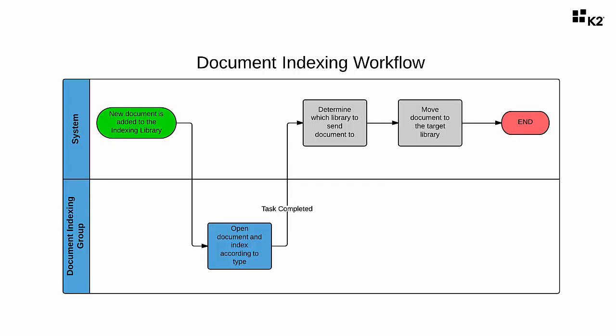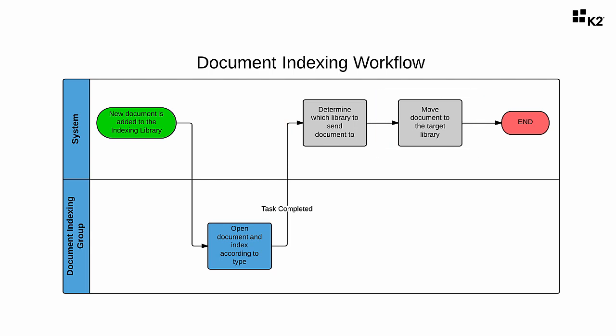Let's get down to the actual technical design of this application now. This is actually a very straightforward workflow. When a new document arrives in the Documents to Index library, regardless of how that document gets there, the workflow is going to be triggered to begin. The first step of the workflow will be to deliver a task to the members of the document indexing group, who will then need to open the document, decide what type of document it is, add notes, and then complete the task. Based on the document type selected by the document indexer, the system will determine which library the document should be moved to, and then move the document to the appropriate library.